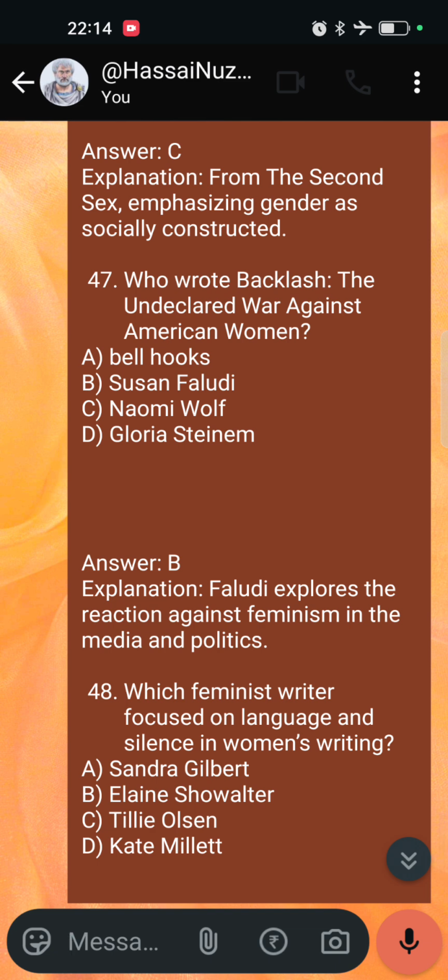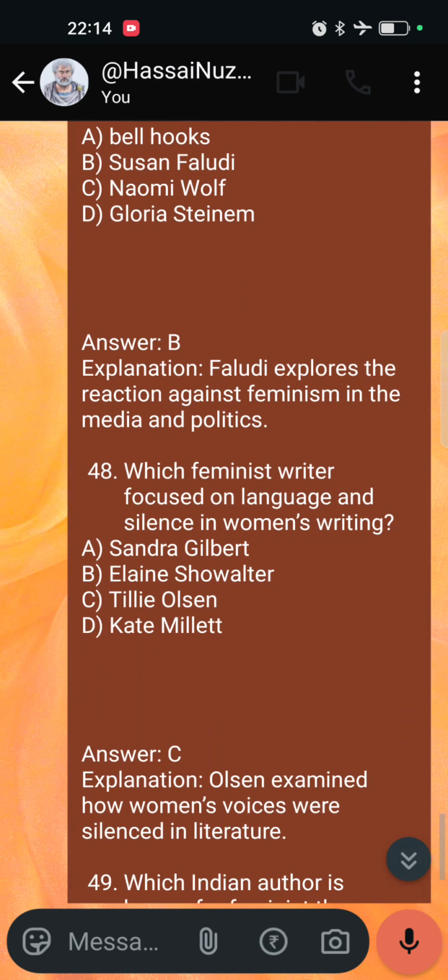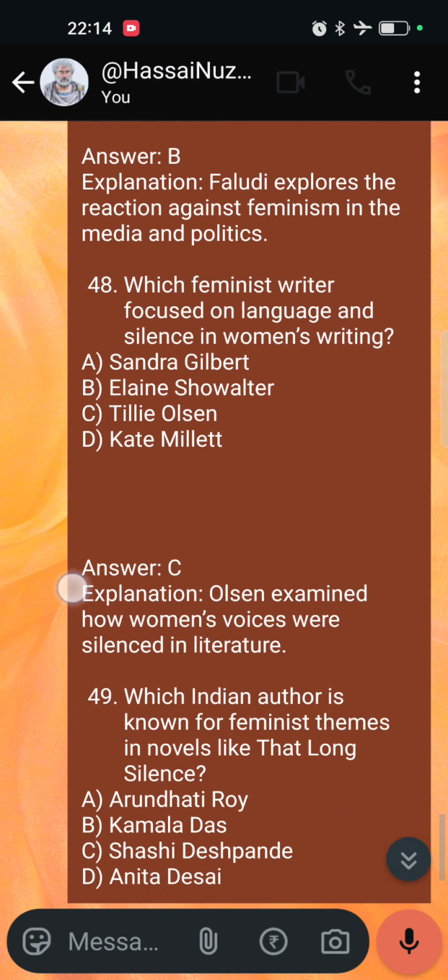48th question. Which feminist writer focused on language and silence in women's writing? Answer is C. Tillie Olsen. Olsen examined how women's voices were silenced in literature.